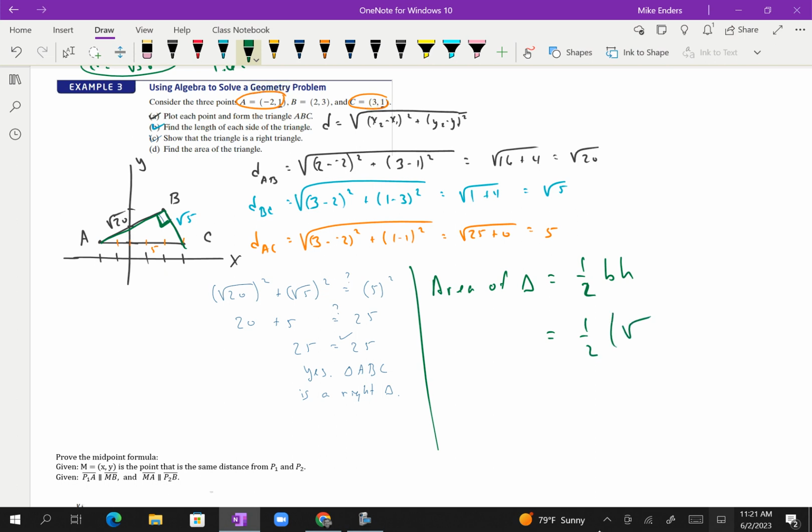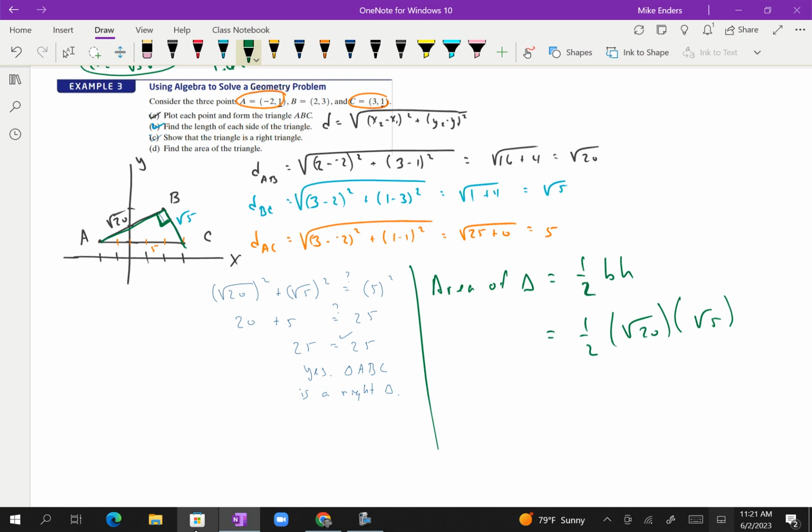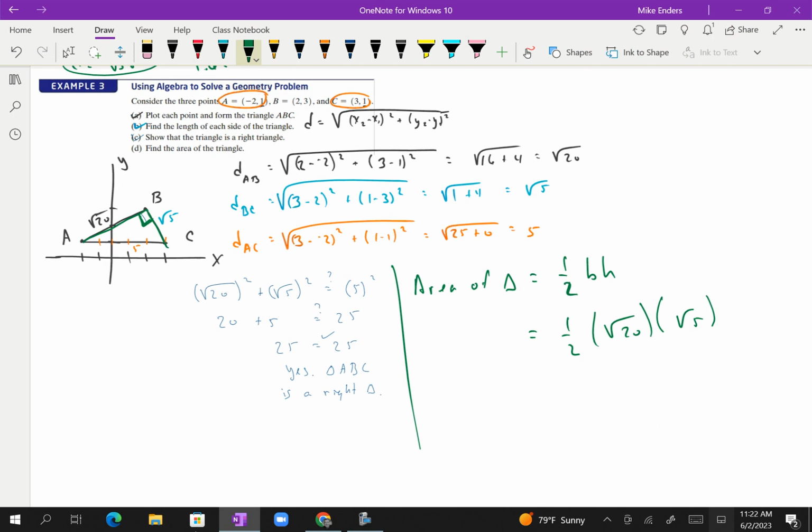Let's see, the base is the square root of 20. And then the height is the square root of 5. And we could have interchanged the base and the height, and that doesn't matter. Remember, multiplication is commutative, so we can reverse those without any issues.